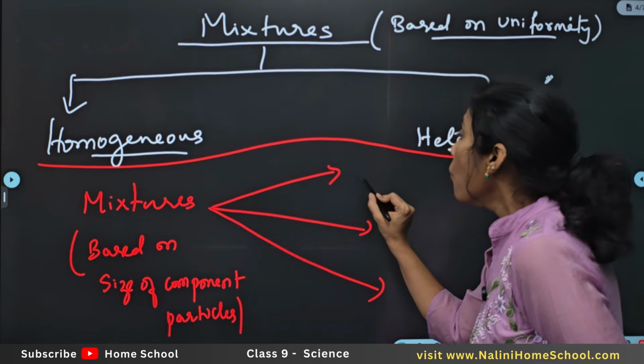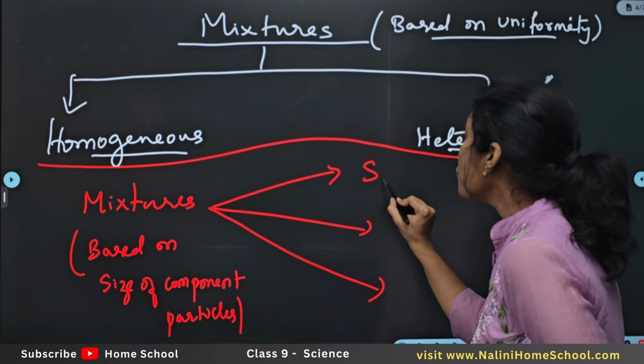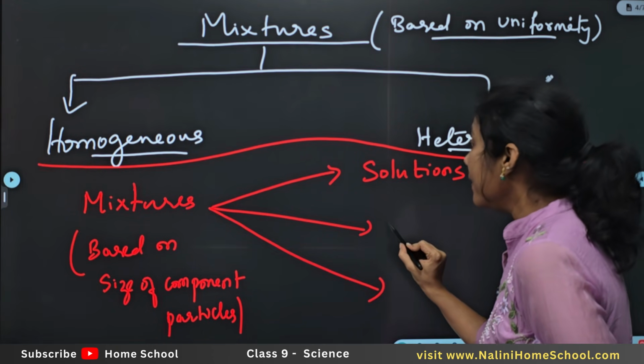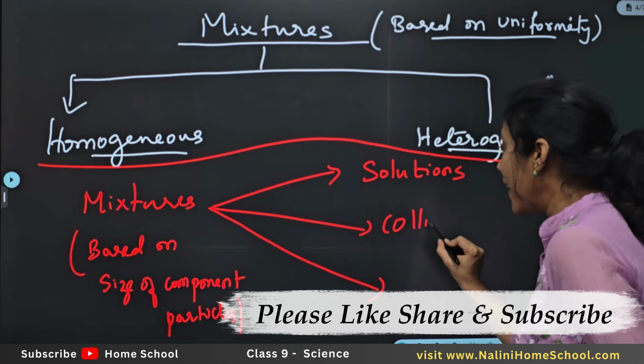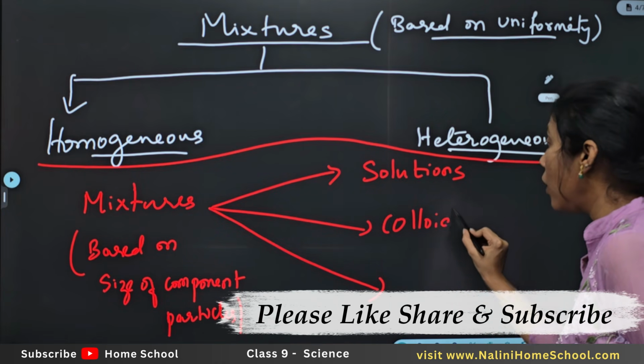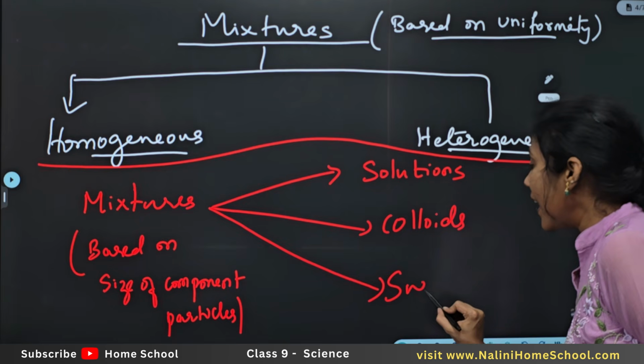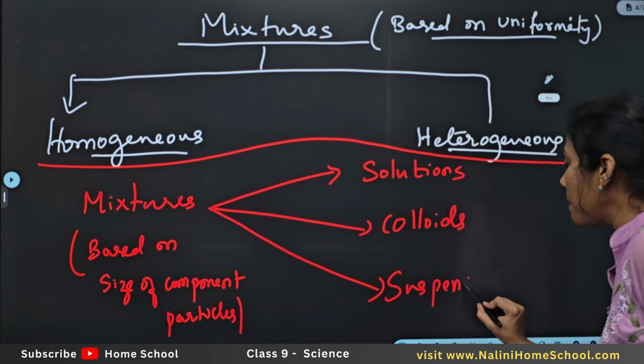So what are the three types of mixtures? Solutions, then colloids. We have another kind of mixture called colloids, which are very, very important. And finally, we have something called suspensions.